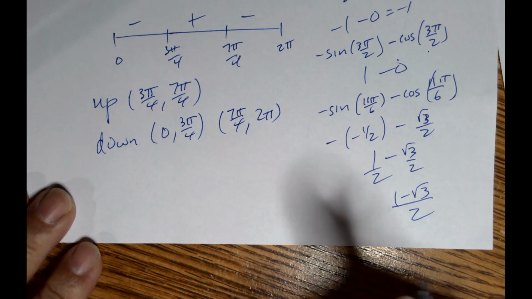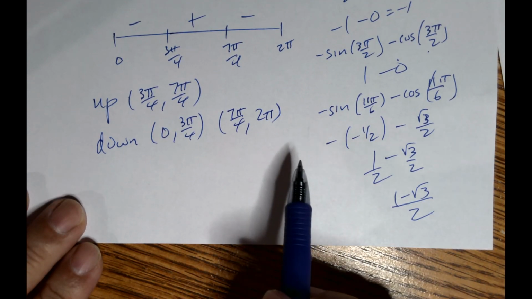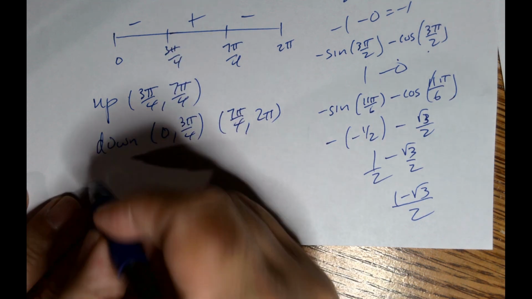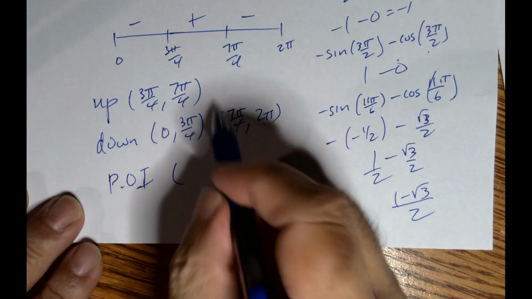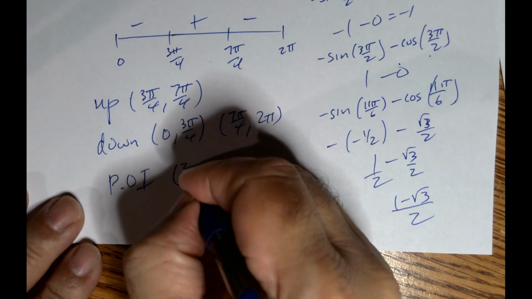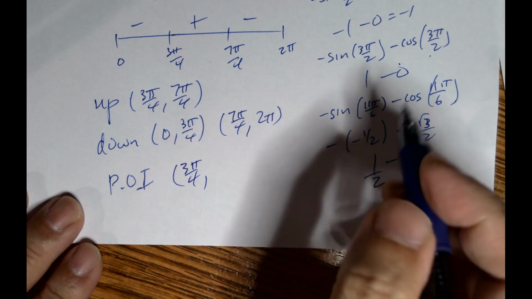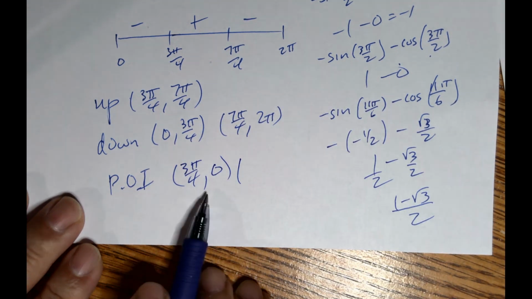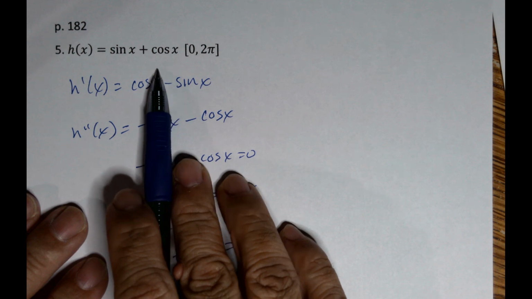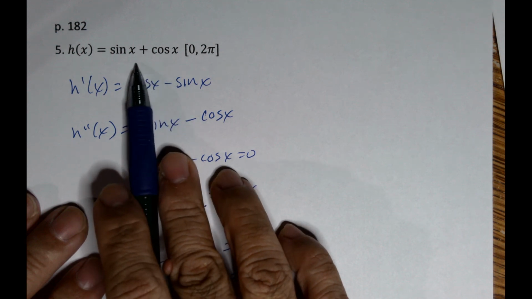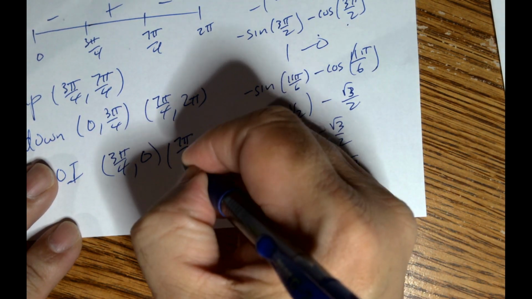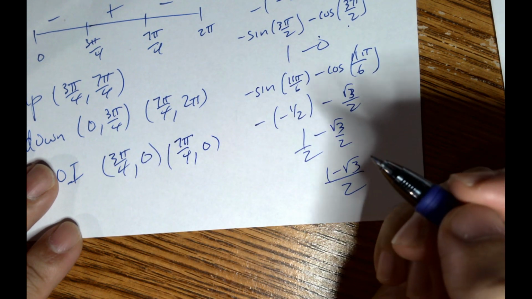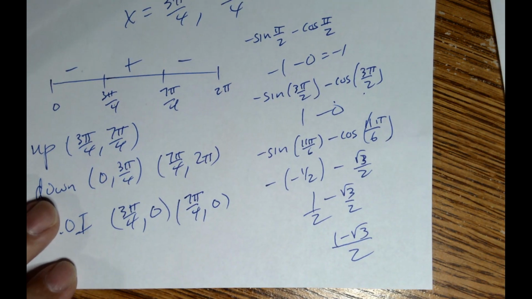All right, now what can I do with this? Oh, I need the points of inflection. My points of inflection are going to be at 3 pi over 4. Plug in 3 pi over 4 and I get 0. And I'm plugging into the original function, right? Sine of 3 pi over 4 is square root of 2 over 2. Cosine of 3 pi over 4 is negative root 2 over 2. So that's 0. Plug in 7 pi over 4. It has the same effect, so it's 0 again. All right. So that's the analysis of the second derivative.